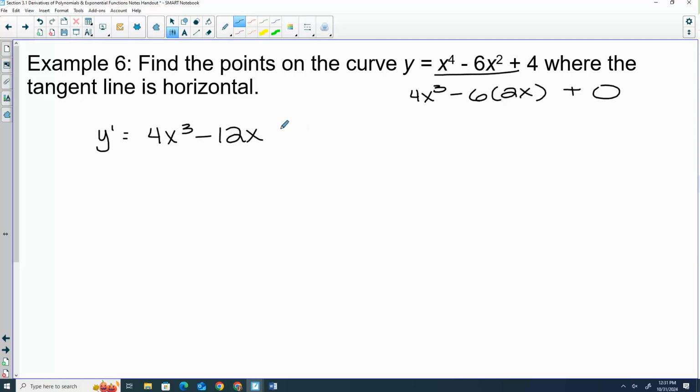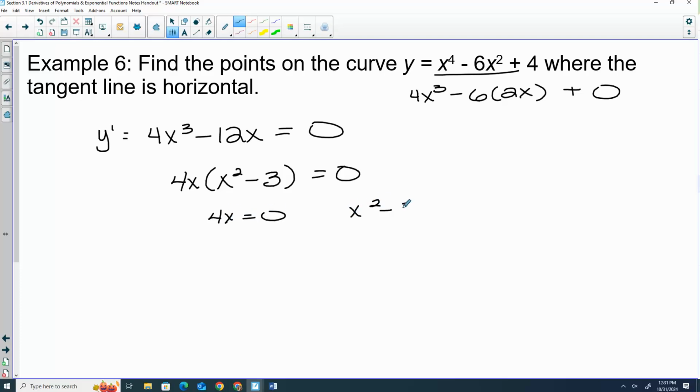And then we set that equal to 0. So what would we have to do to solve that? Add over the 12x, divide by 4 and root it. Oh, take out an x. Let's take out 4x. I went way too fast. So we set them equal to 0. x equals plus and minus that.